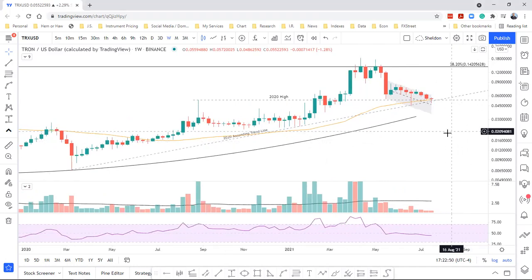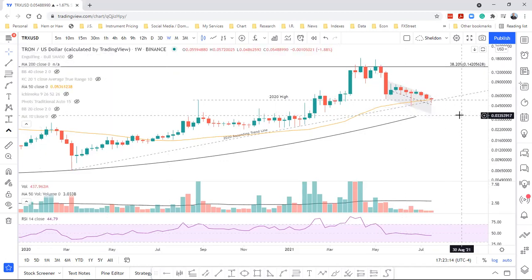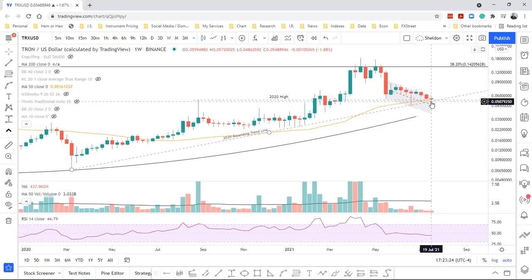Taking a look here, you'll see some interesting convergence taking place that provides TRON with a significant amount of support at the current position. Number one, we have the 2020 high here at spot 053. It converges with the 50-week simple moving average, which comes in at spot 053. Then we have the 2020 ascending trend line coming in, give or take, 0.507. So right there, you can see if you were a buyer of TRON today, you'd be sitting with a pretty comfortable area of support.